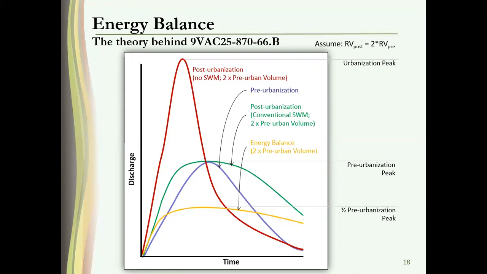So the idea behind the energy balance method was to reduce the peak even further than just pre-development conditions. So there's no doubt we're going to have more volume. That's just inevitable. We've taken down a tree and put in a parking lot. We're going to have more volume, less infiltration. But let's spread that volume out over a significantly longer time and bring down the peak as much as possible. Still awake? Okay.